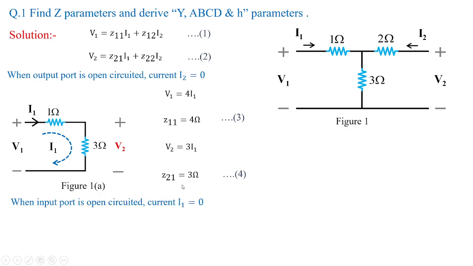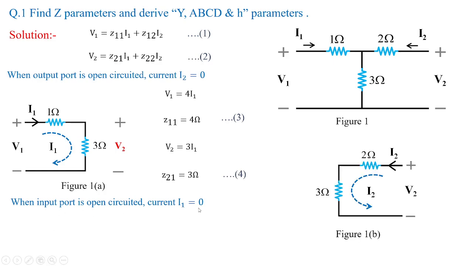Now when you take the input port and open circuit it, then I1 will be equal to 0, and this is how figure 1b is obtained from figure 1. Here you can see the anti-clockwise direction of the current is shown because V2 is energizing the 2 ohms and 3 ohms in series. So V1 is again a measurement of voltage across 3 ohms. That gives you the value of V2 equal to 5 I2, because 2 and 3 are in series, and V1 equal to 3 I2. With this you get the value of Z22 as 5 ohms and Z12 as 3 ohms.